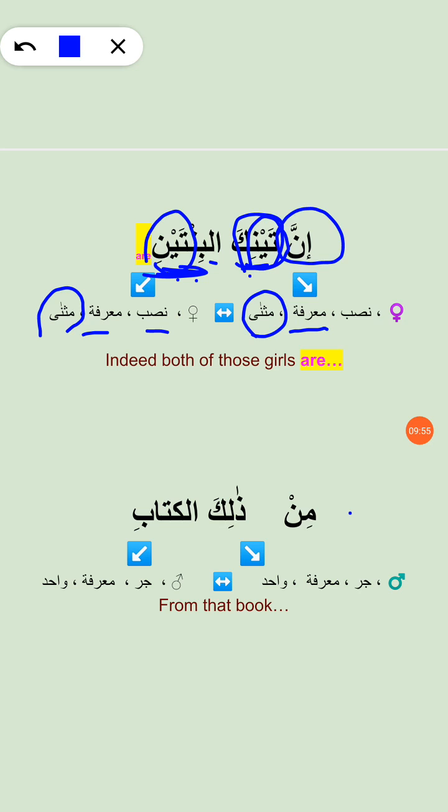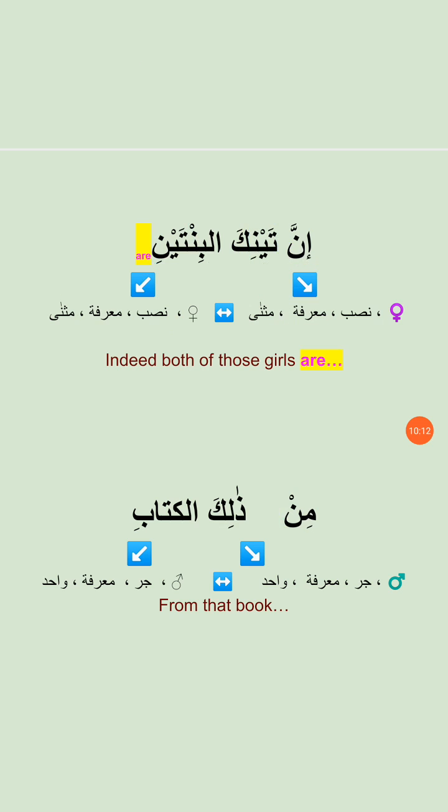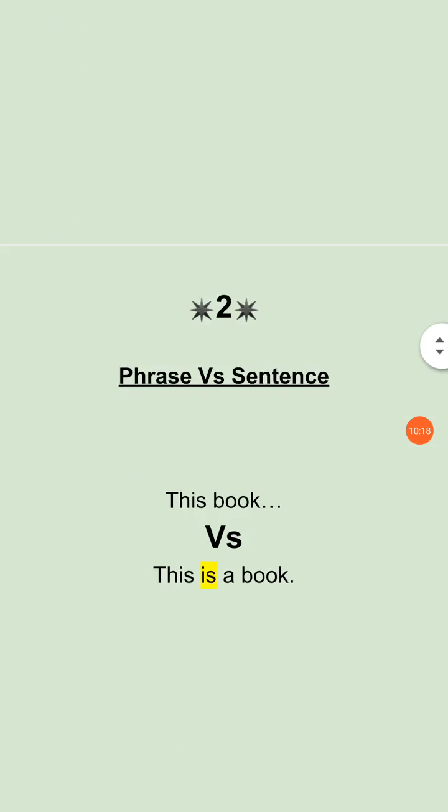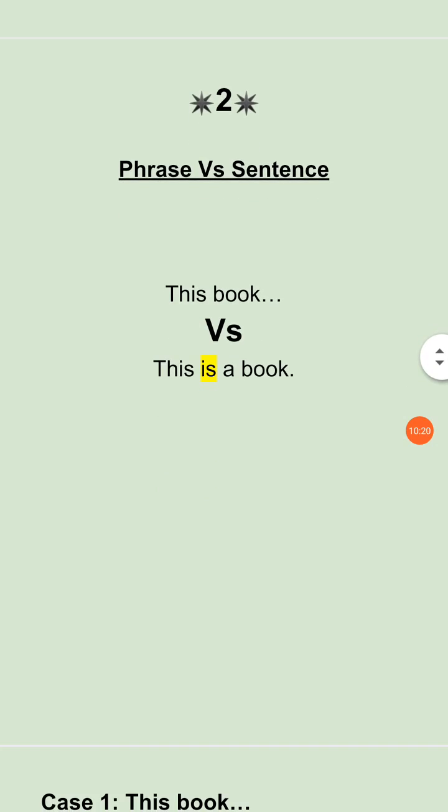Final example, min zalik al-kitabi. I'm not going to elaborate on this because the only difference between this example and the previous example is this min. So pause the video, study this example, and compare these two examples, so that you can start working on things like this yourself. Next point.